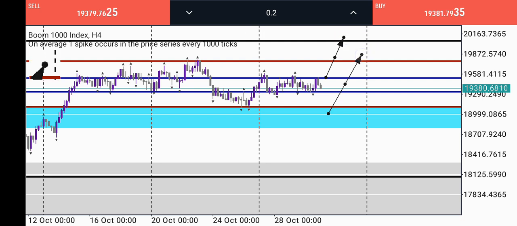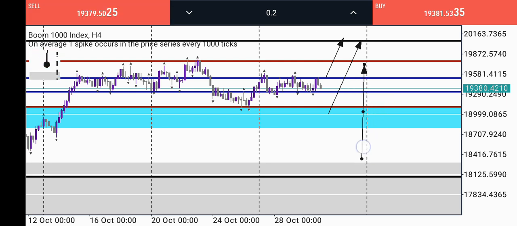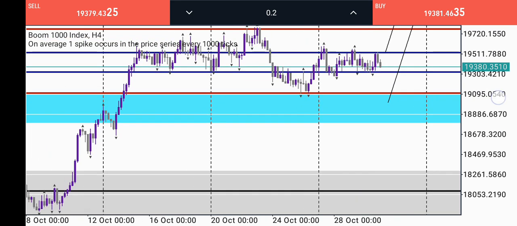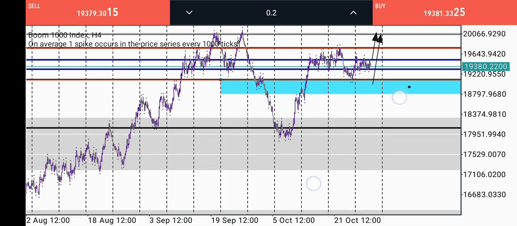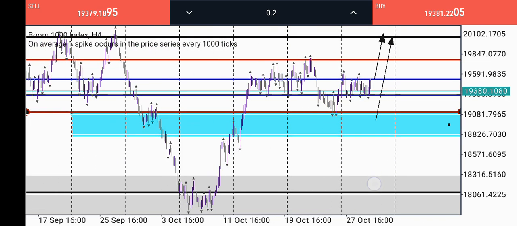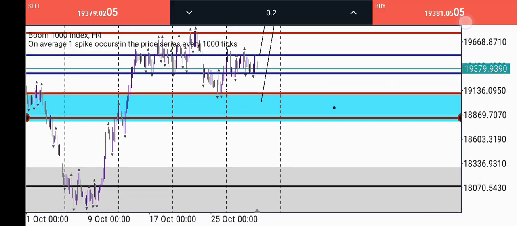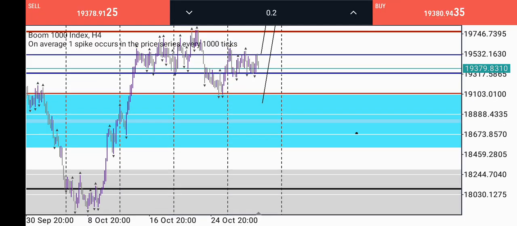So for now, I'm bullish on 1000. You see that it's very easy to do a top-down analysis and not catching spike. There's no need to catch spike on BOOM 1000. You do your top-down analysis. You see that technicals still play a vital role on BOOM 1000 and all the other Boom and Crash. So there's no need of saying I want to catch spike on Boom and Crash. There's nothing like catching spike on Boom and Crash.